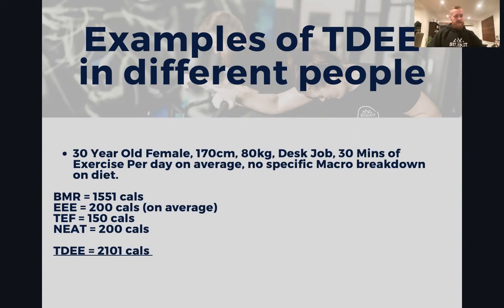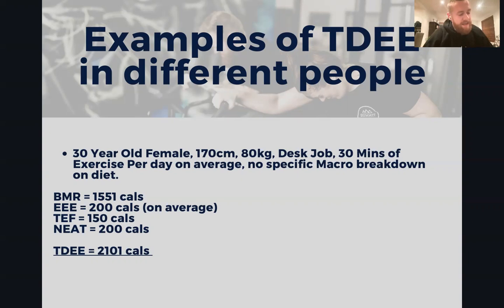So she's got her 1551 as a BMR. So that's a basal metabolic rate, the minimum that she'll require a day just to maintain her as she is. After that, exercise on average 200 a day. She's going to also have the thermic effect of her food, 150, plus her NEAT, so her non-exercise activity, 200 calories. That would equal her total daily energy expenditure.